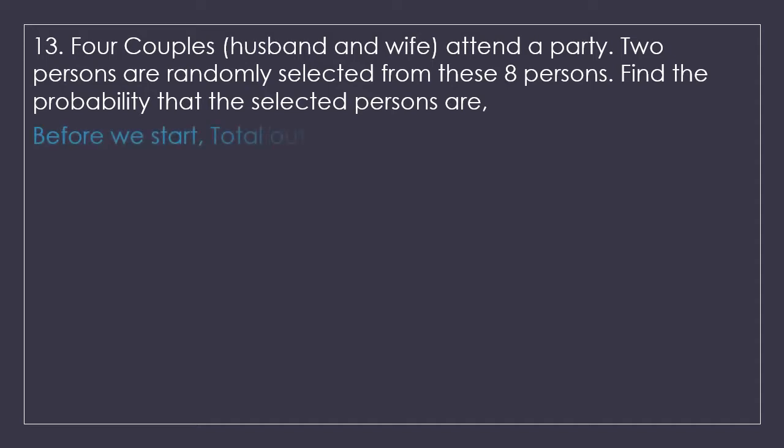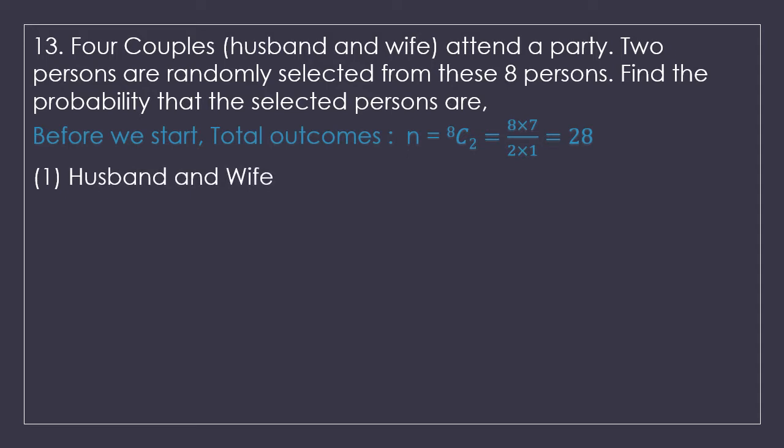So the total outcomes will be selecting two people out of 8, that is 8C2. So 8 into 7 upon 2 into 1, answer will be 28. So the total outcomes n are 28. Moving on to the first question, the selected two persons are husband and wife.